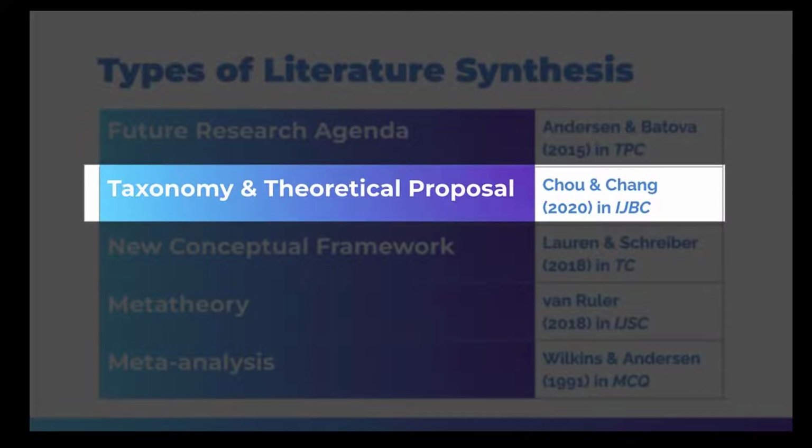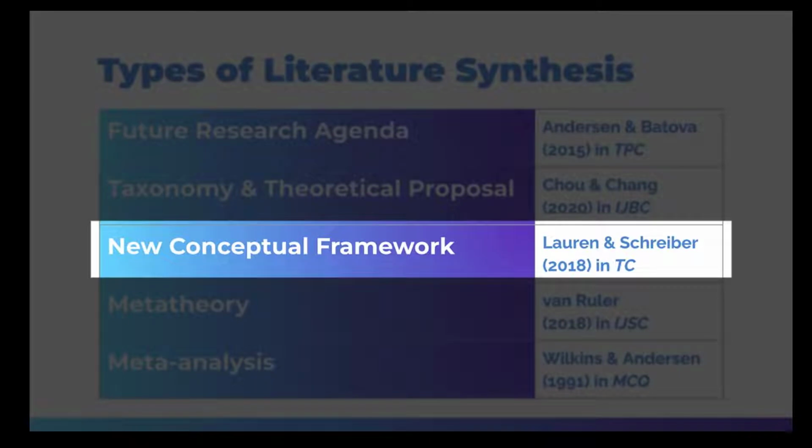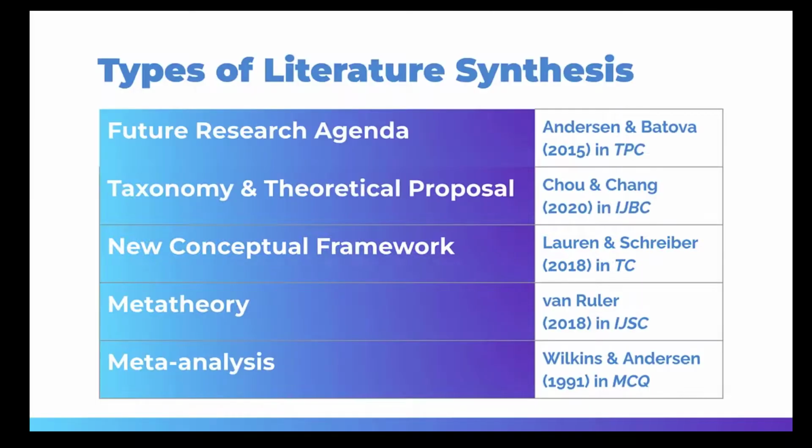by Chow and Chang. The third type, a new conceptual framework, represents new ways of thinking about a topic. Alternative models or conceptions are proposed by the author and derived directly from the critical analysis and synthesis of existing research. Lauren and Schreiber published something called An Integrative Literature Review of Project Management in Technical and Professional Communication in the journal Technical Communication, or TC, back in 2018.